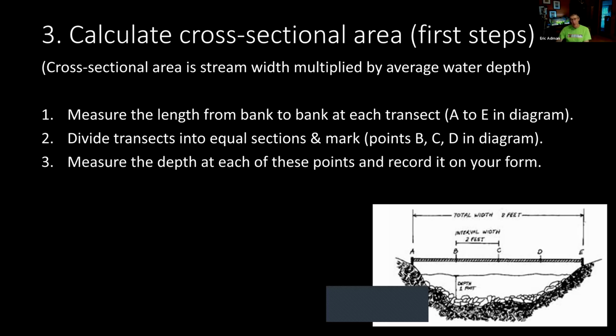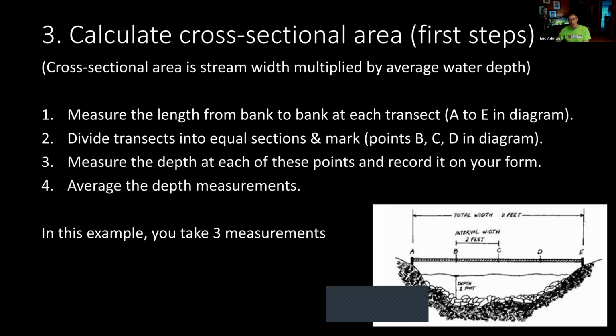Then you'll measure the depth at each of these points and record it on your form. This illustration just has you taking 3 of them, but the form that we're using has you divide it into 8 sections and then measure the depth at each of those sections. And you'll average those depth measurements. So in this example, you only took 3 measurements because you didn't have to measure at the bank, where it was 0.